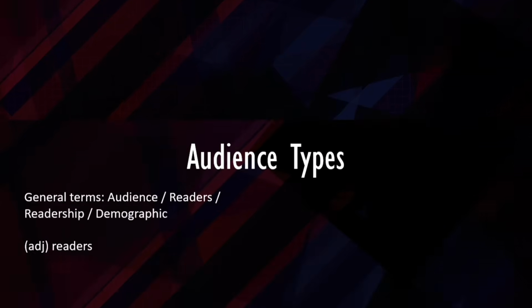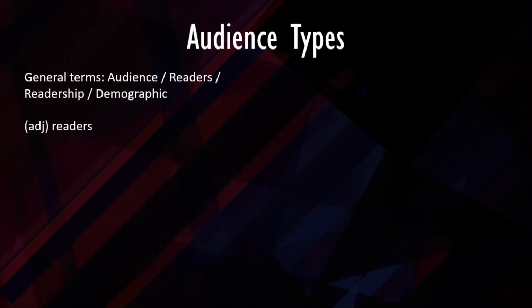I do want to touch on some vocab, because I talked about the importance of identifying the audience and also the argument type. So I'm going to give you some examples that you can use in your essays. So for audience types, there's some common terms, so audience, readers, readership, demographic, which are good terms to use. However, it's much better to put an adjective in front of your readers. If you can do this as frequently as possible, that would be the best.